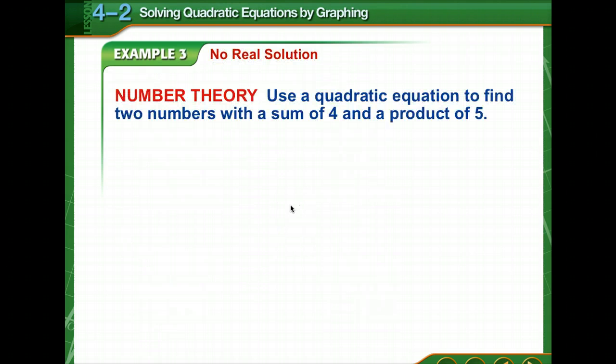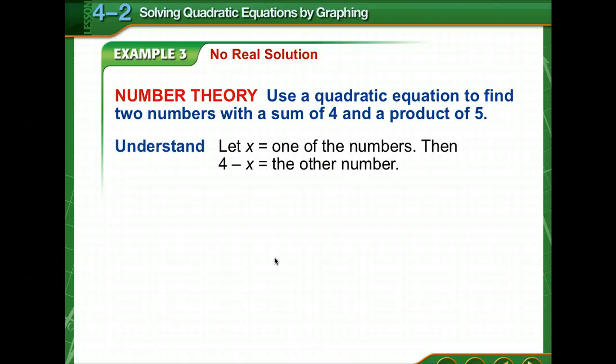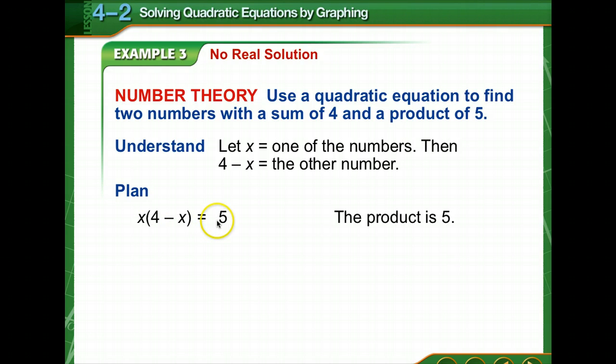Now it's possible to have no real solution. So let's look at our number theory. We're going to use a quadratic equation to find two numbers with a sum of 4 and a product of 5. So if we let x be one of the numbers, and we know it's got a sum of 4, so if we take x and subtract it from 4, that would be the other number, right? 4 minus x. And we know that the product of them is equal to 5.